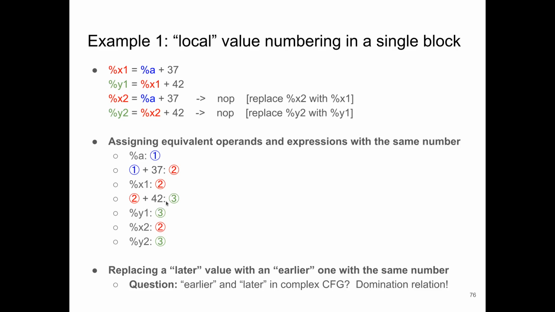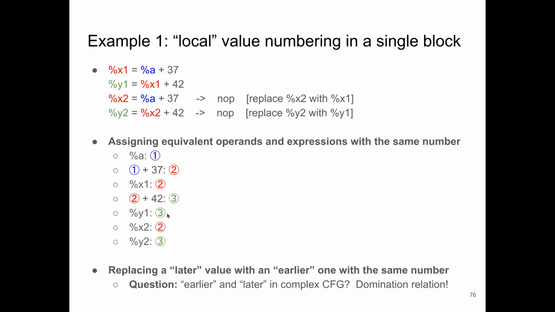And this is a new pattern. No such pattern had appeared so far. So we are going to give a new number. Let's say it is number 3. And number 2's value plus constant 42 will be number 3. And this computation is assigned to y1. And as a result, y1 will also have the number 3.